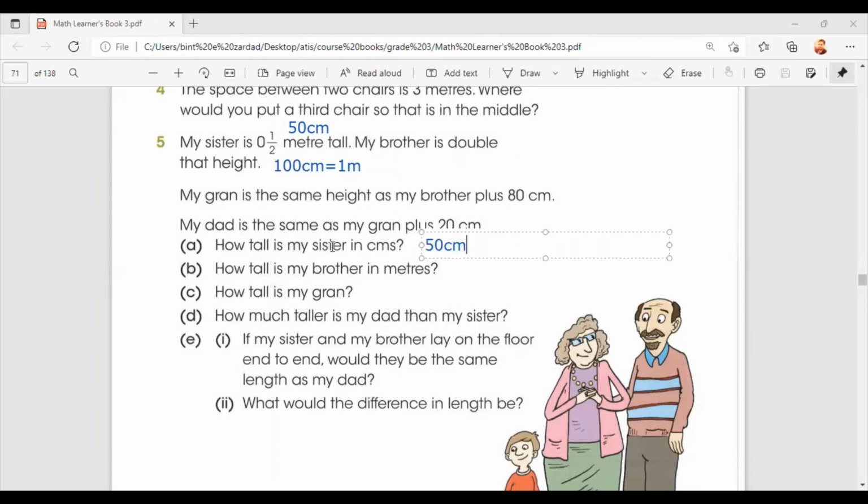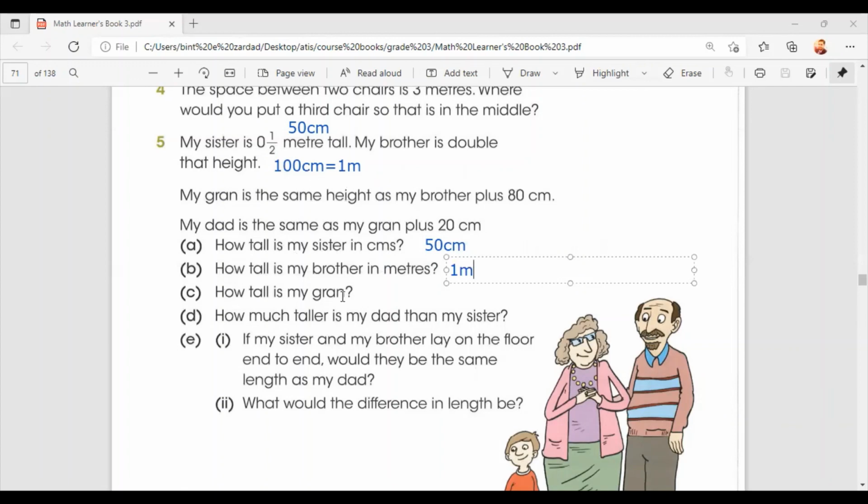How tall is my sister in centimeters? 50 centimeter, because half meter equals 50, and 1 meter equals 100. How tall is my brother in meters? So 1 meter. 100 centimeter equals 1 meter.